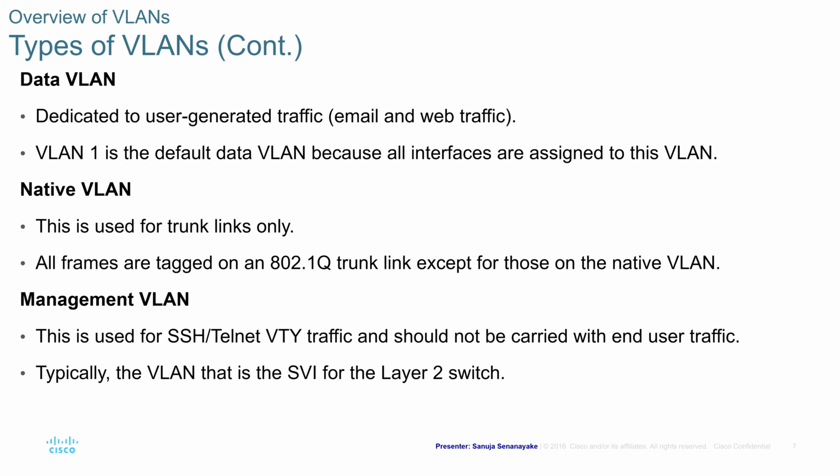So when it comes to the types of VLAN, there are separate VLANs we can use for separate network traffic. Data VLANs are dedicated to user-generated traffic, such as email or web traffic. VLAN 1 is the default data VLAN because all interfaces are assigned to this VLAN. So VLAN 1 is typically always on in Cisco devices, and any untagged traffic typically goes through that default VLAN. And I will describe what untagged and tagged traffic are later in this lecture.